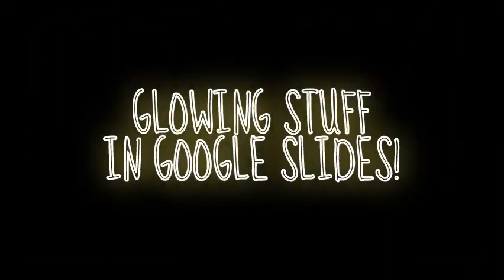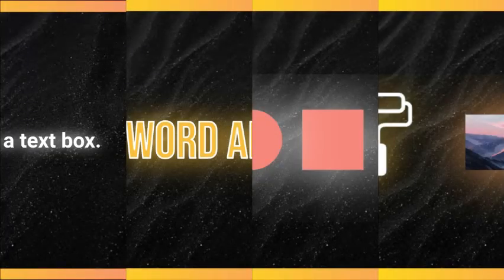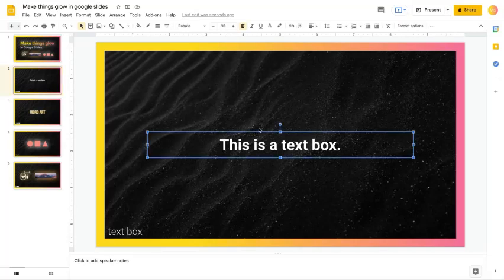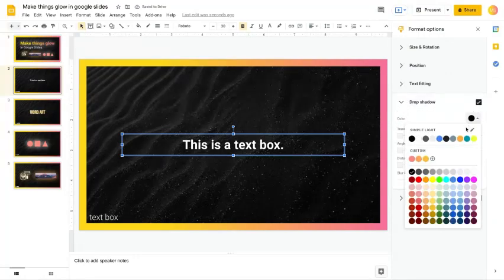In this video, we're making things glow in Google Slides. We'll have examples for images, shapes, and text. Starting with a text box, select it, go to Format Options, and turn on Drop Shadow. Then, click on Drop Shadow to open a menu with more options.